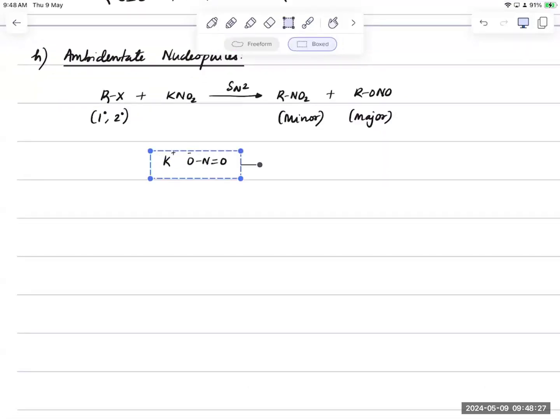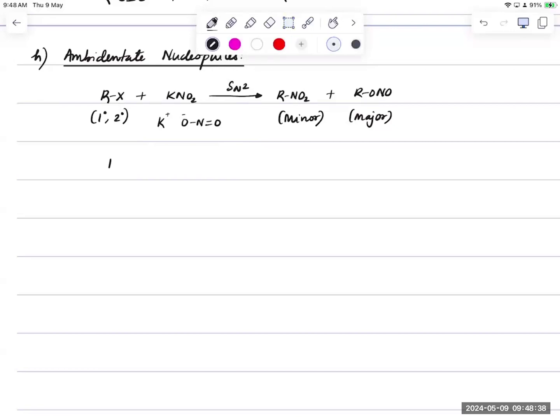Here, this is how it will attack. Now, if you have a 1 degree alkyl halide, RX, and a 3 degree one, and I took KNO2, this will go via SN1 reaction. In that case, you will notice that RNO2 will be major, and RONO will be minor.